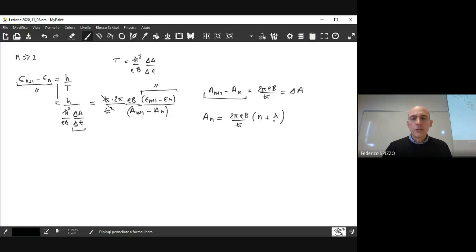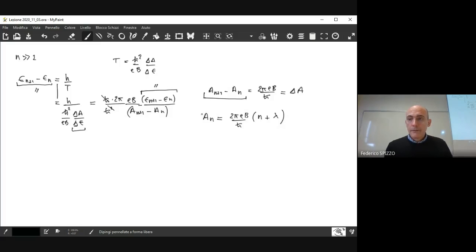It's just to say, I don't know what is the minimum value. I just put there lambda to access the minimum value. So this is just to say, okay, I know that the areal variation is an integer multiple of 2 pi EB divided by h bar, and then I added this constant term just as an initial value for the area.